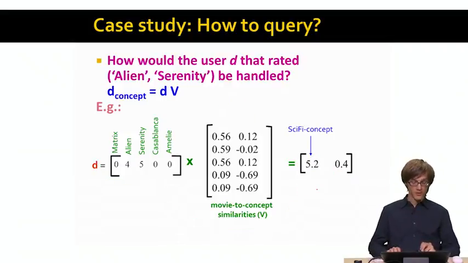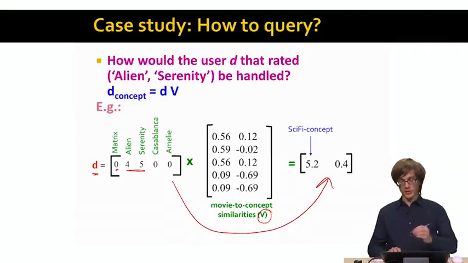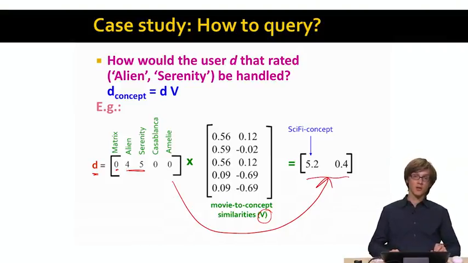Now, imagine I have some user D that we don't know what they think, or they haven't told us anything about what they think about the movie Matrix, but they tell us they really like the movies Alien and Serenity. So if I take this user, again multiply them by our matrix V, and move them to the concept space, here are the coordinates, or the position, of that user in the concept space.